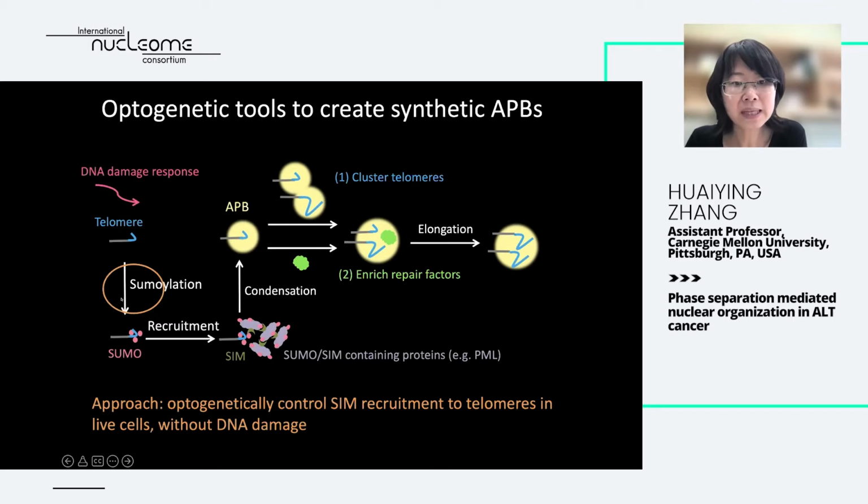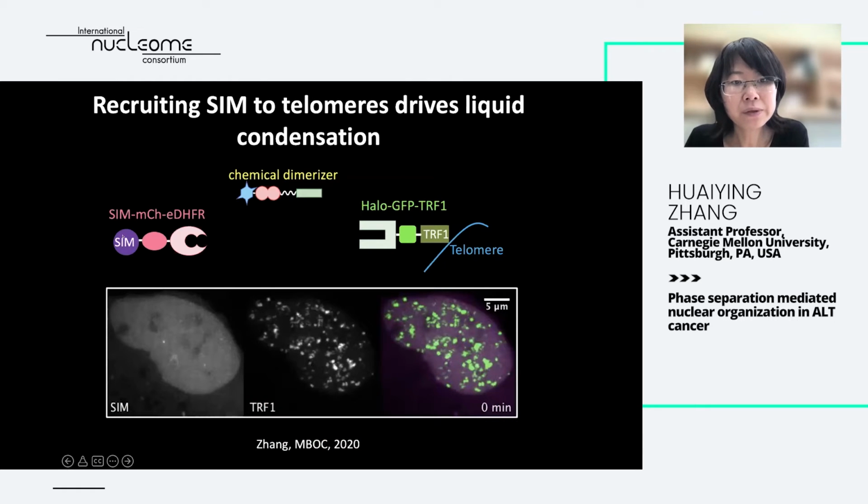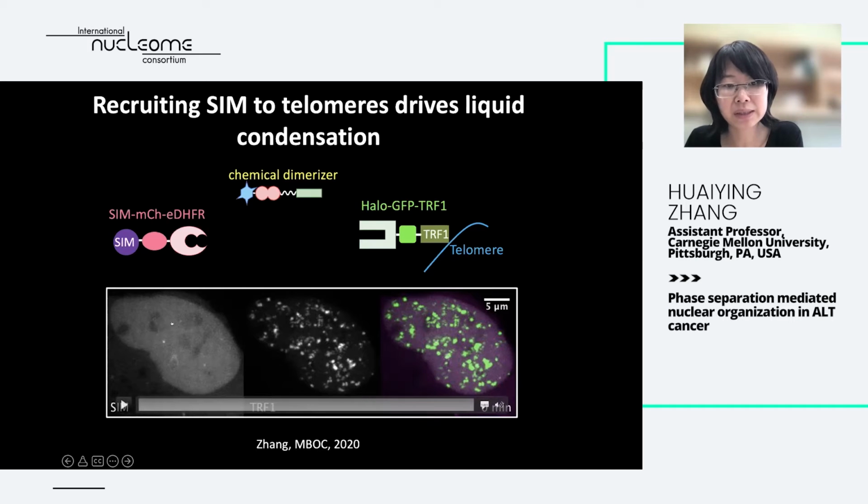So, to test this hypothesis, we wanted to control the SIM enrichment on the telomere instead. The idea was if you have SIM, then that will recruit the SUMO in the cell to start the whole process. And so we fuse SIM to the eDHFR, which is a chemical dimerizer. We fuse the Halo to a telomere binding protein TRF1, so that the Halo now is anchored on the telomere and the dimerizer as well. So when we turn on the dimerization, and you can see this is before dimerization, you can see the SIM is diffusively localized, and you see the telomeres, which is shown in green in the composite picture.